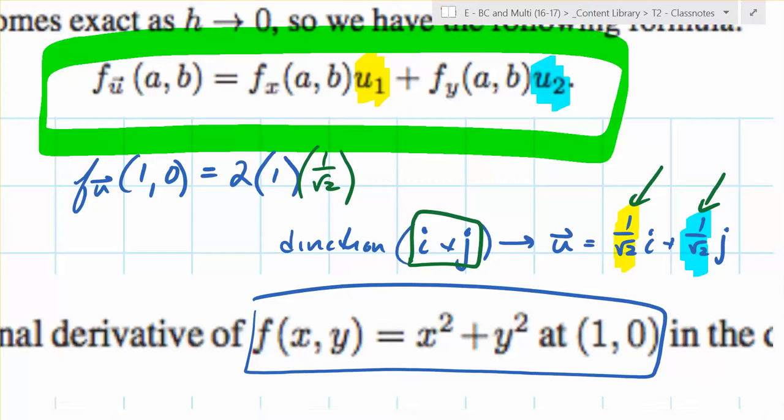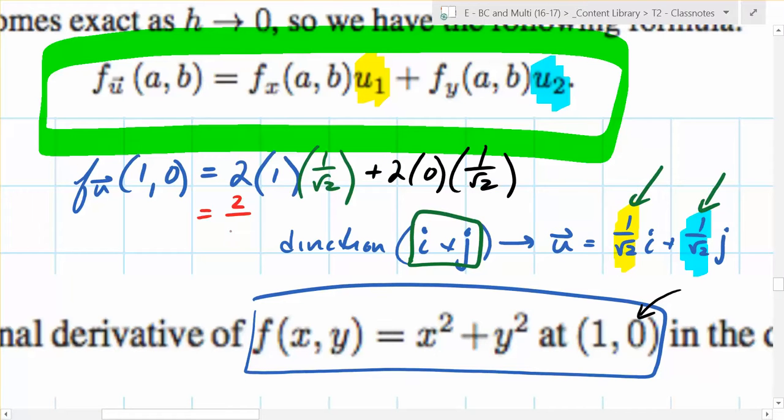So what is the next one? What's f_y? 2y. And what's the y value on this point? 0. So it's 2 times 0 times 1 over root 2. So what does this come out to be? 2 over root 2. Hey, is that what we got before? Does that match what we did before?